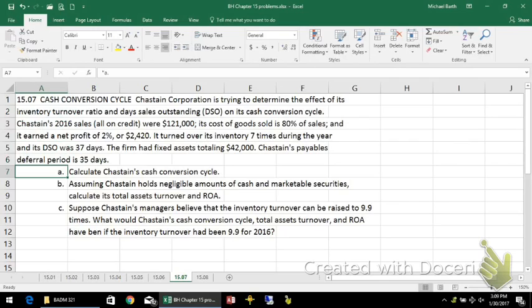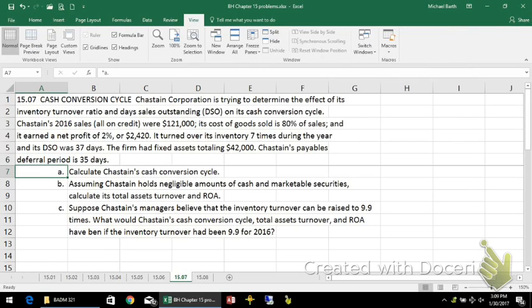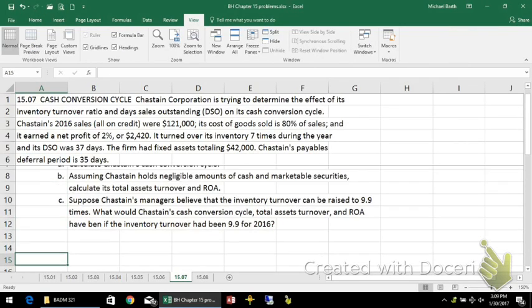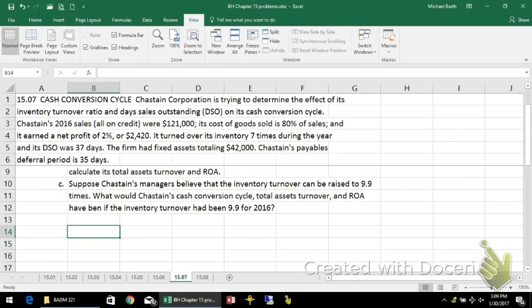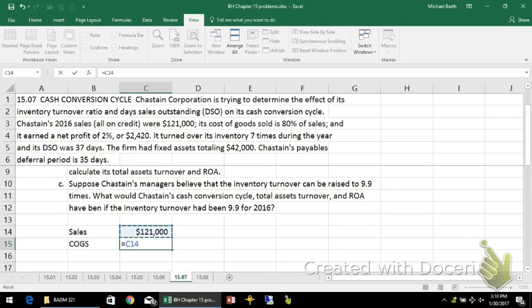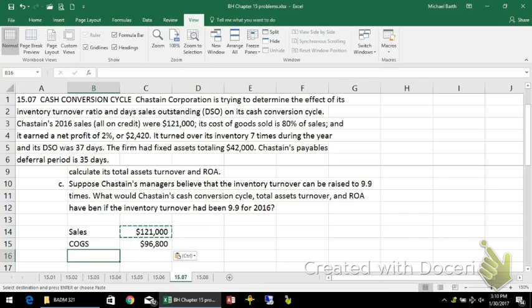First, I'm going to lock that down so I can keep reading as I go through. Write down what I know. Sales are given at $121,000 per year. The cost of goods sold is 80% of sales, which is $96,800.